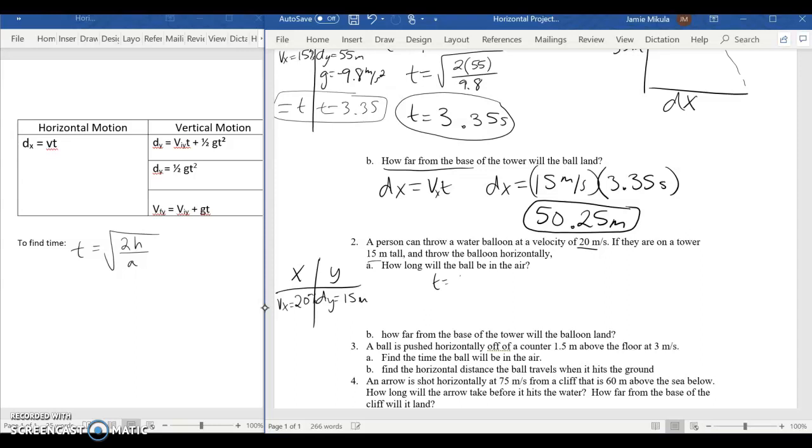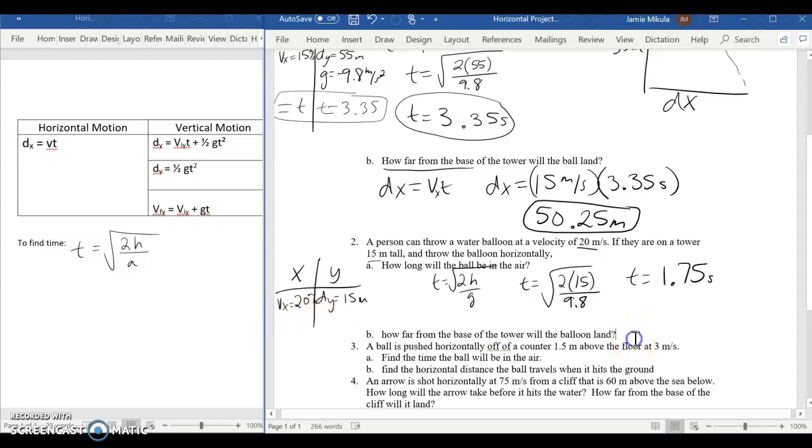All right, so t equals square root 2h over g, or a. t equals square root 2, the height is 15, not 20, 15, over that negative. I'm going to take that negative out, 9.8. So 2 times 15 is 30, divided by 9.8 is 3.06. I need to take the square root of that to get 1.7. I'll round up to 1.75. So t equals 1.75 seconds.